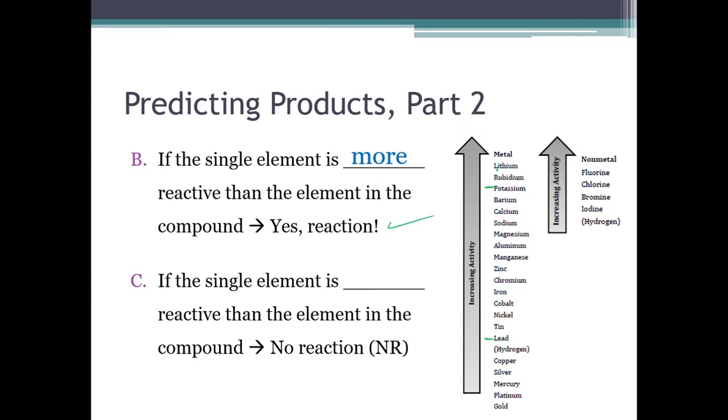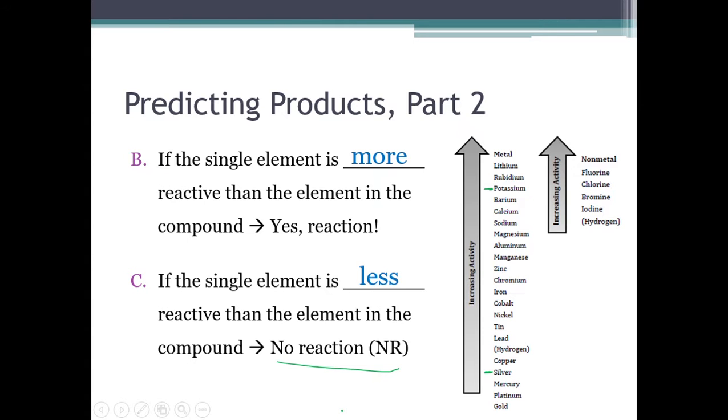That'll be a reaction. But if the single element is less reactive, if your single element is down here and it's trying to replace something up here, that's not going to happen. It can't do it. So instead of having to write out the products and the charges and the balancing and all that good stuff, we can just write no reaction because there are no products. That reaction will not occur.